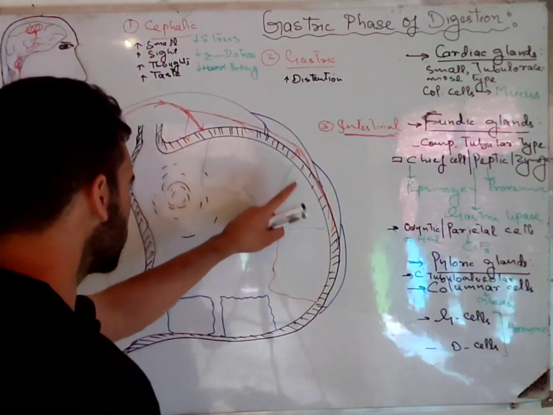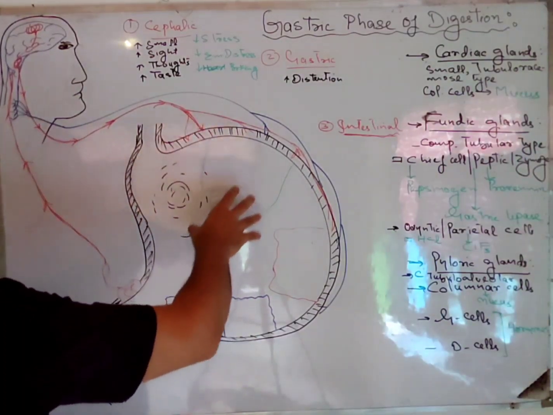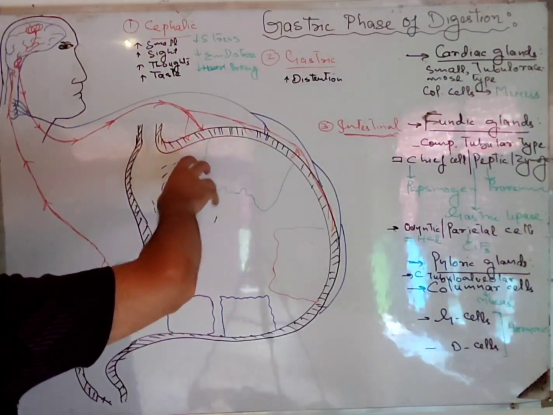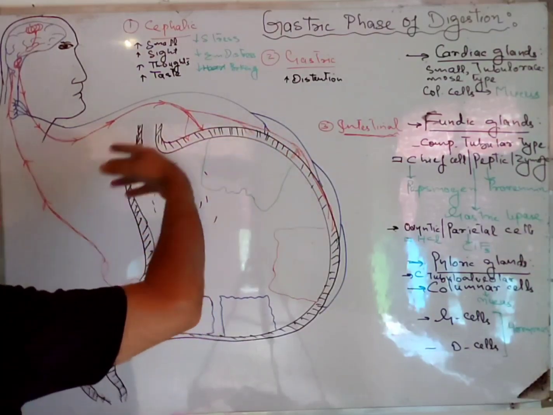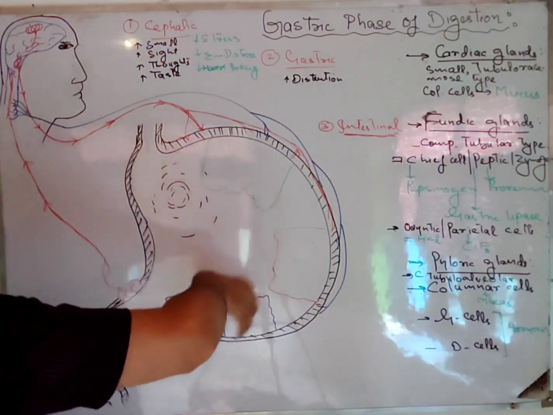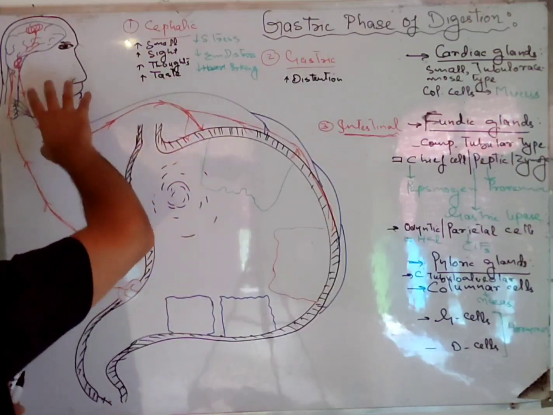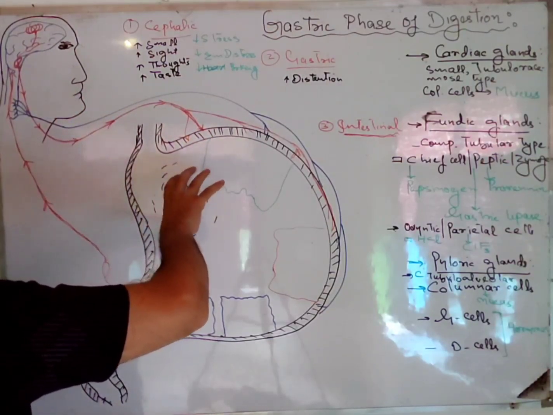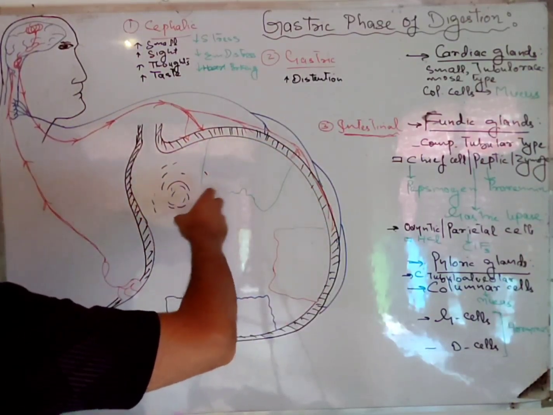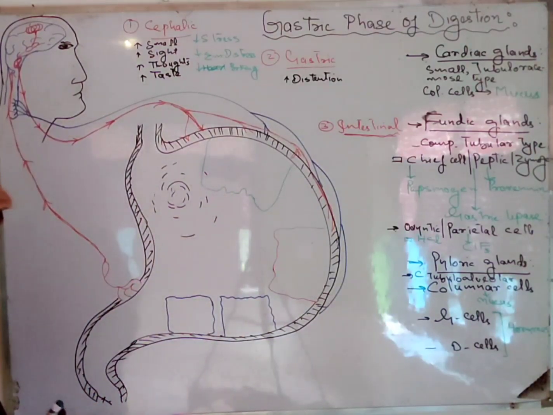Once the distension of the stomach wall takes place, then we will see how different neurons which are present in the submucosal layer of our stomach wall induce our vagus nerve or our nervous system to initiate these digestive glands for the synthesis of gastric secretion.